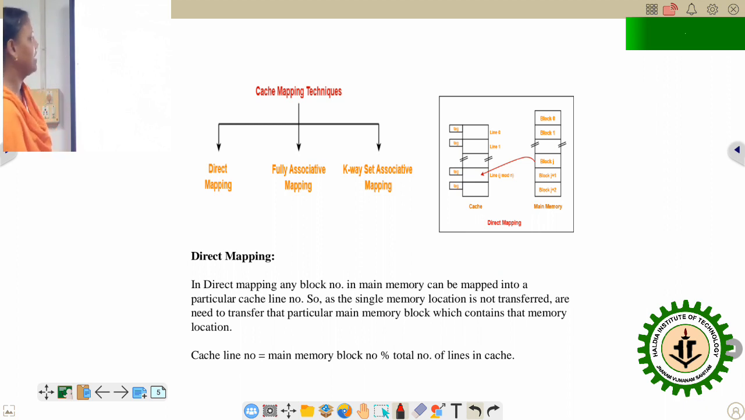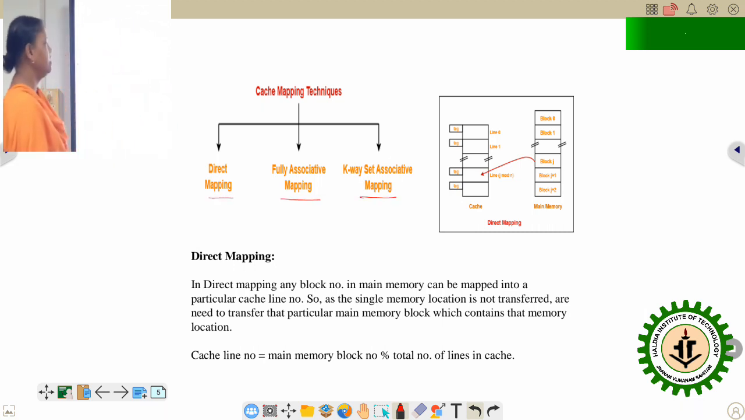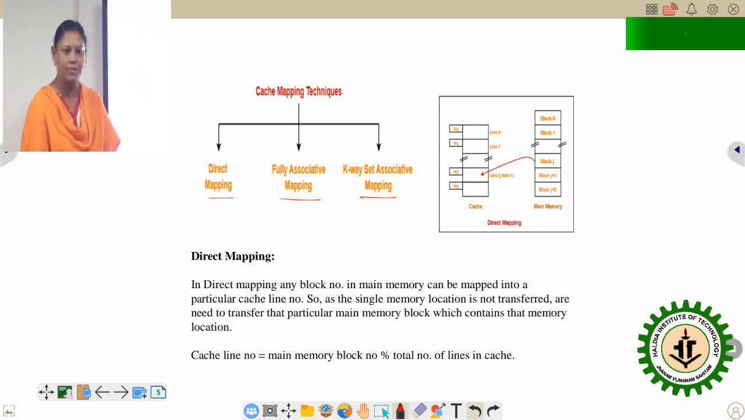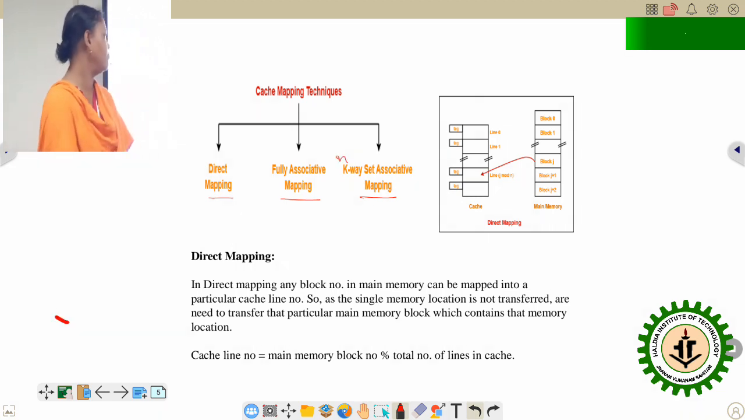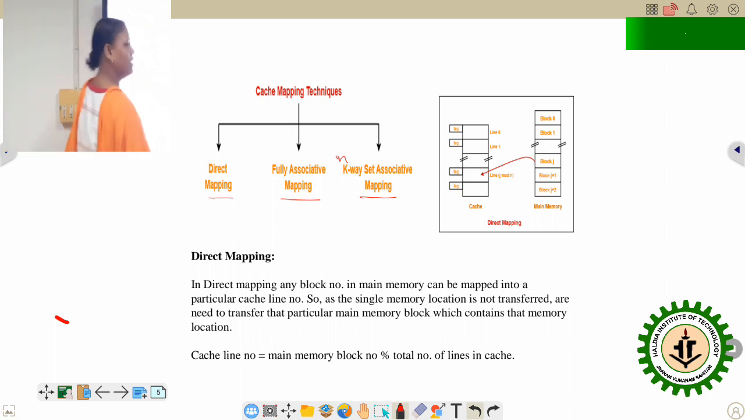Now comes the classification of cache mapping techniques. There are three kinds of cache mapping techniques. First one is the direct mapping technique, then the fully associative mapping technique, sometimes called full associative mapping. And the third one is the K-way set associative technique, or sometimes N-way set associative mapping. So these are the classifications of cache mapping techniques. One by one we start. First start with direct mapping.